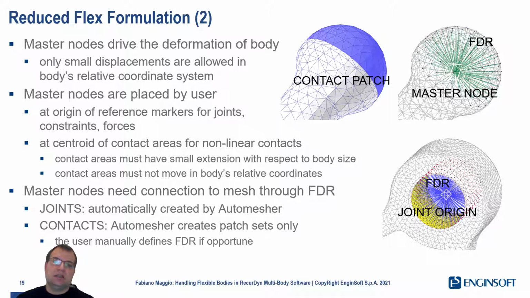You understand that if you have a contact, this is still possible if the contact patch is small, because the master node placed at the centroid of the contact patch is still doing this job. So the connection through FDR is acceptable if the extension of the surface is not that big. This is the reason why we can't keep very large contacts if we expect to use a reduced flex formulation.